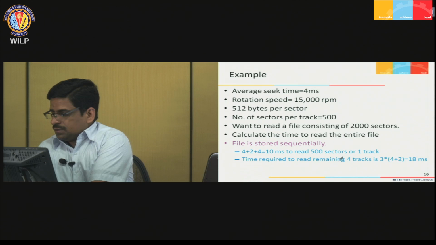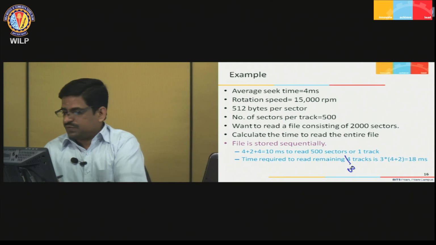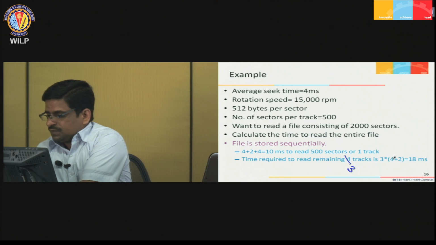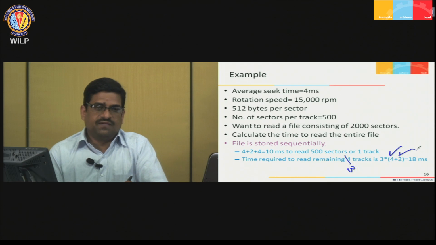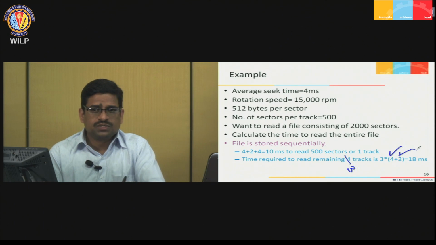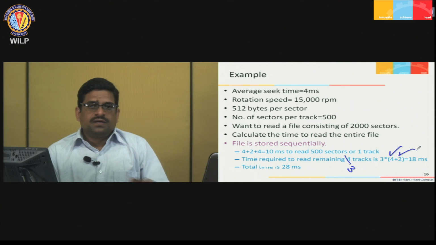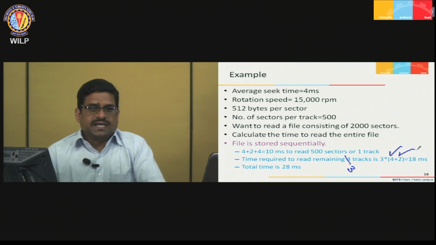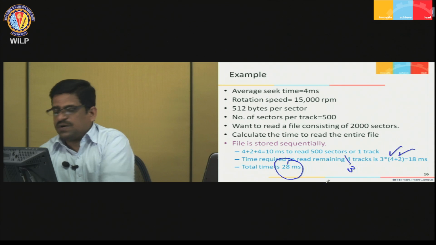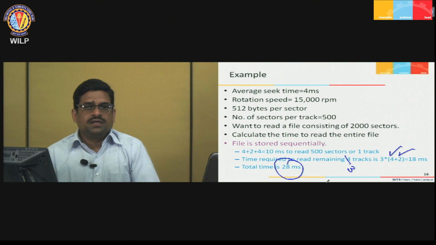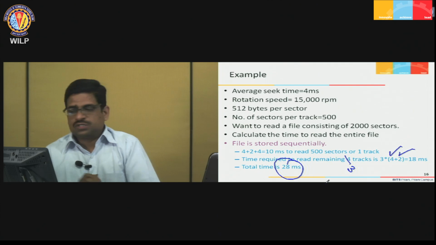So remaining 3 tracks are there, not 4 tracks here. So for the remaining 3 tracks only, the transfer time and the rotational latency will be there, average rotational latency. So 6 into 3, that is 18 millisecond, that is for the remaining 3, and the total time will be 18 plus 10, 10 millisecond required for the first track, and the remaining 3 tracks only 18. So 18 plus 10, that is 28 millisecond time will be required to read this 2000 sector information stored.